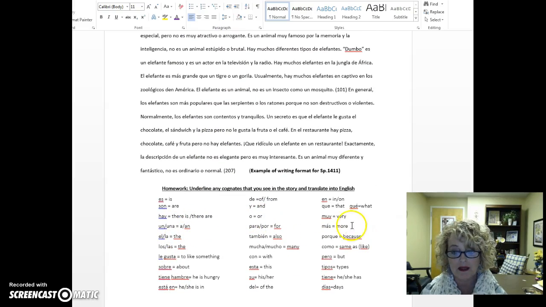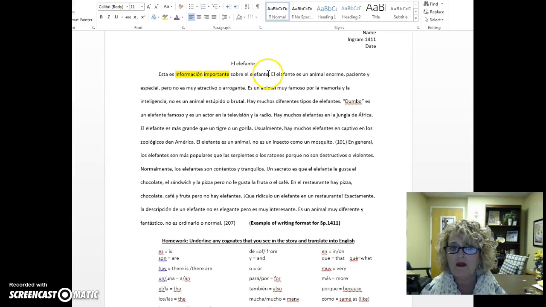El, what does el mean? El means the, el or la means the. And what do you think elefante means? It's elephant. Este es importante información sobre el elefante, about an elephant. Do you see that it just needs a PH in there and it'll be elephant? El elefante, the elephant, es, is, un, is a, animal. What is animal? It's animal. Animal.